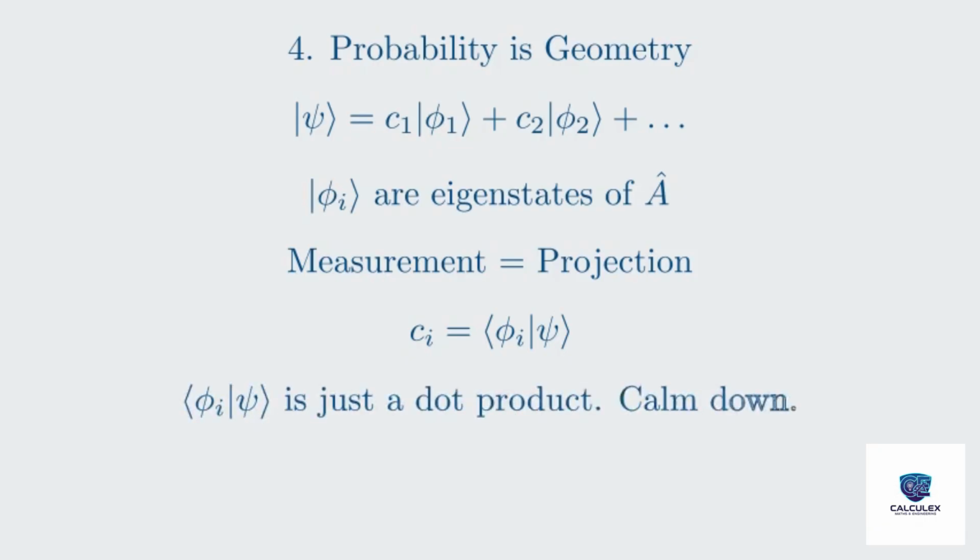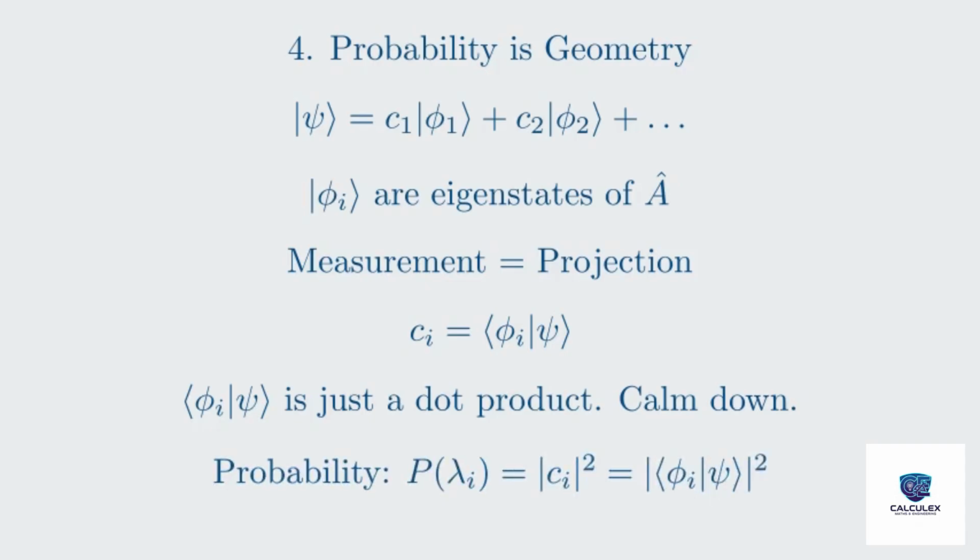This is nothing more than a dot product. In a real vector space, the dot product gives you the magnitude of the projection of one vector onto another. And here's the magic, which isn't magic at all. The probability is the square of the magnitude of this projection. The probability of measuring the eigenvalue lambda_i is the squared magnitude of the amplitude c_i, which is equal to the squared magnitude of the inner product of phi_i with psi. So, quantum probability doesn't come from randomness. It comes directly from the geometry of the state vector in the vector space, specifically its projection onto the different eigenstate basis vectors. Let's apply this to our spin example.